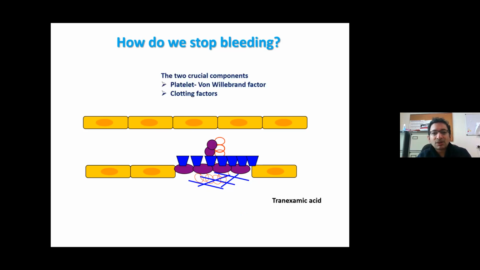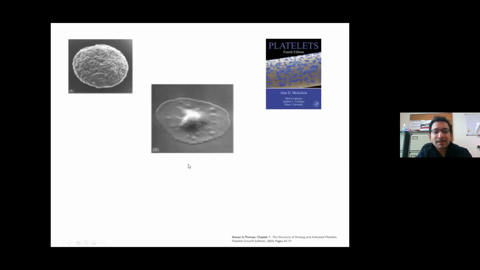In summary, to stop bleeding, we require two main things. One is the relationship between the platelets and the von Willebrand factor, and the other one is the clotting factors. And because I also spend a lot of time looking at platelets under the microscope and studying how they work, I've got this interesting figure of how it actually does this. This is really what happens under a very, very strong microscope called the electron microscope. And it is from this book, which is 2,000 pages, and it's about platelets.